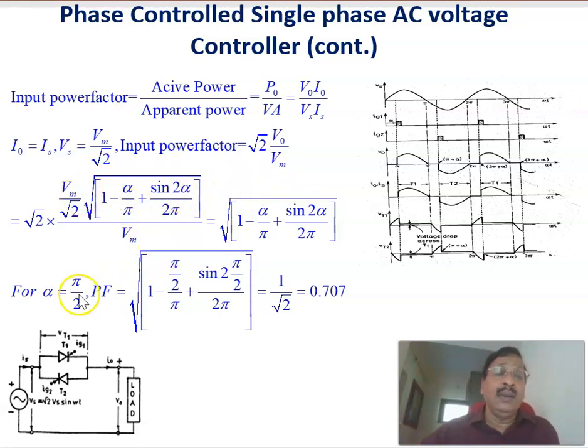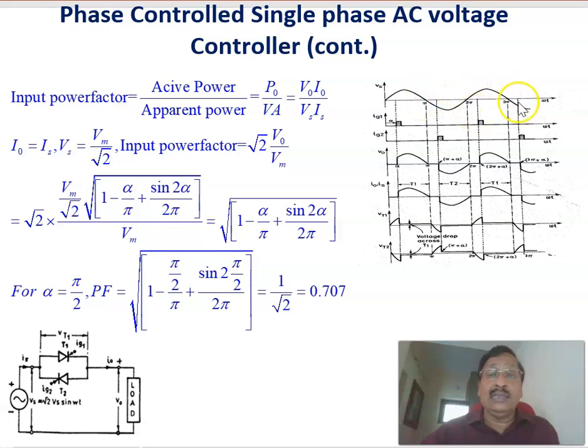At the same time, the input power factor is also changing as per this equation: square root of 1 minus alpha by pi plus sine 2 alpha divided by 2 pi. Therefore, for alpha equal to pi by 2, the power factor on the input side is equal to 0.707.